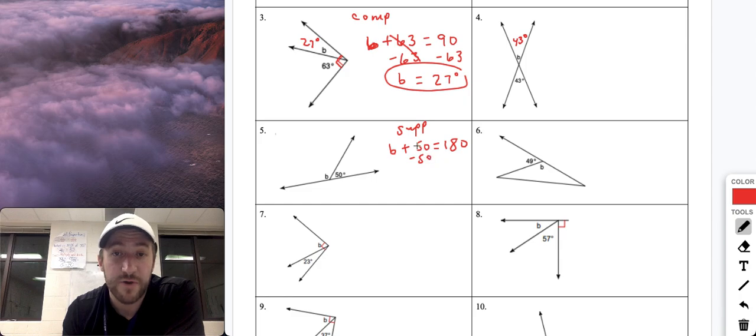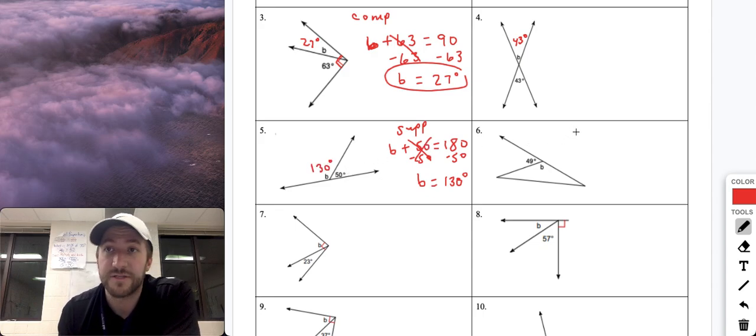I'll subtract 50 on both sides. I'll subtract 50 over here. And b is equal to 130 degrees. And just to double check, 130 plus 50 gives me 180. Yeah, it does, so I did it right. Good job. All right, let's look at the next one.